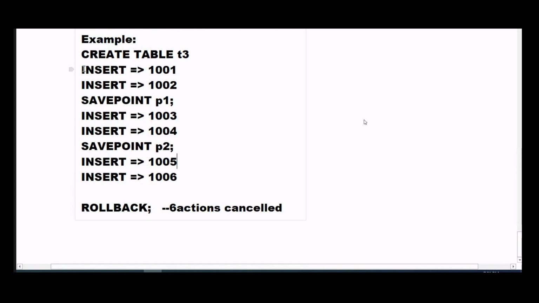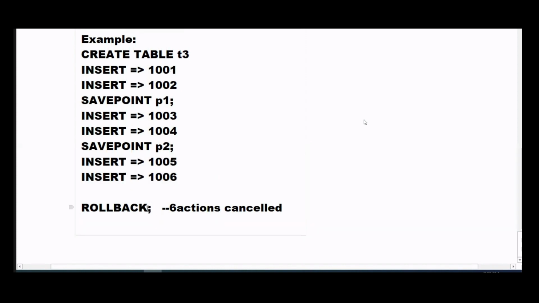So our transaction started here. After 10 minutes, I'm setting one save point. Then again, I performed some actions for 10 minutes. I felt like till here my actions are okay, so I'm setting another save point. Like this, when we are performing large transactions, it's better to set save points. Now my requirement is, I want to cancel these last 2 actions only.